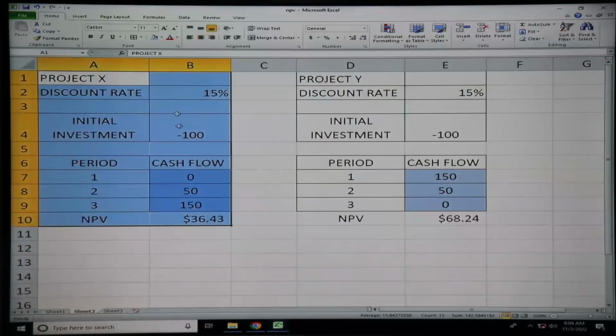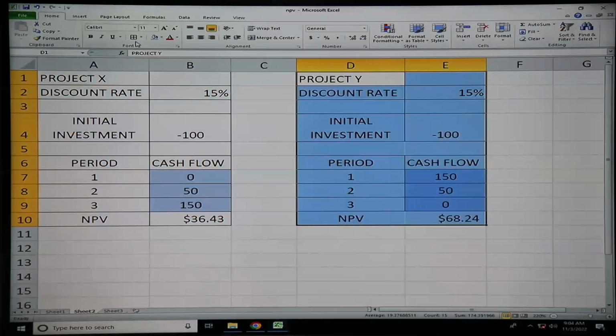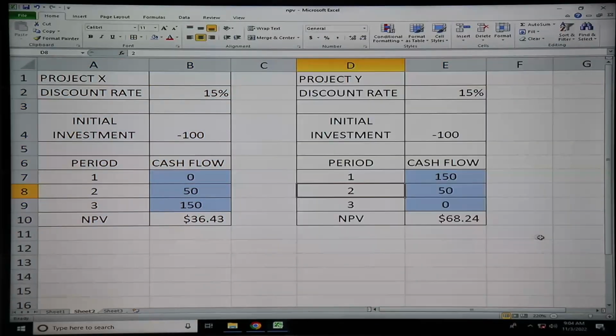You can notice that. Who can explain this? Who can really explain this? Why is project Y actually better than project X? Why is project Y better than project X? The two projects, we invested the same amount. We have 3 periods. Only that here, the first time we expected 0.